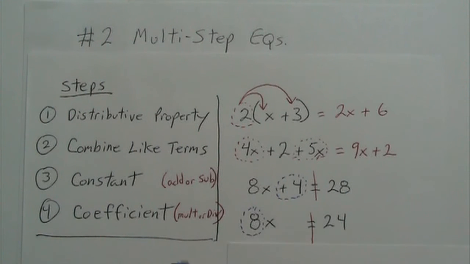And the last step is to get rid of the coefficient. That's the number next to the variable. The number multiplied or dividing the variable. To get rid of that, you either multiply or divide. You want to make this a 1. Make this a 1. And those are the steps, in this order.